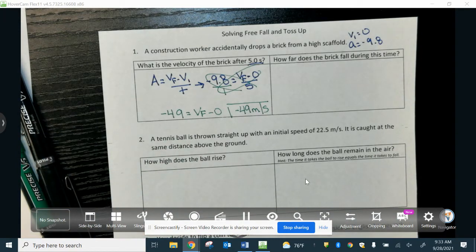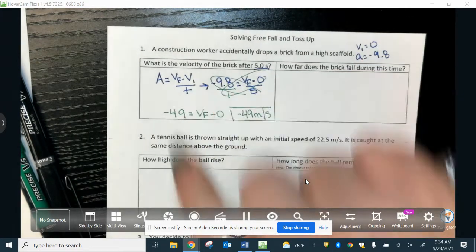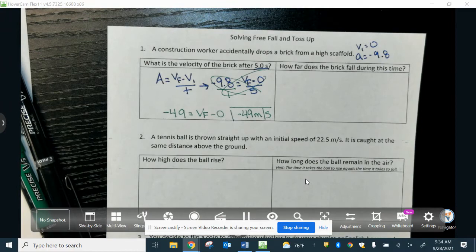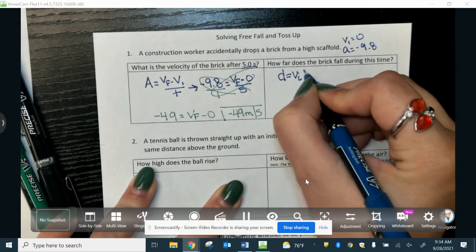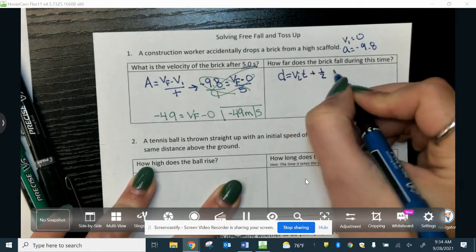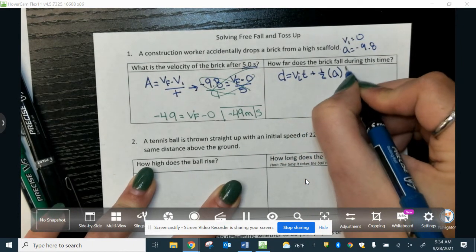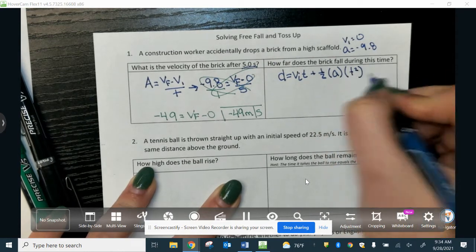The second part of that equation asks for how far the brick falls during this time. I have acceleration, I have VI, I have VF, I have time. I could basically use any of my 3 formulas, so I need to look at which one I want to use. Obviously, I don't want to use the same one because I need distance. I'm just going to use my distance formula. Distance equals initial velocity times time plus 1/2 times A times time squared.